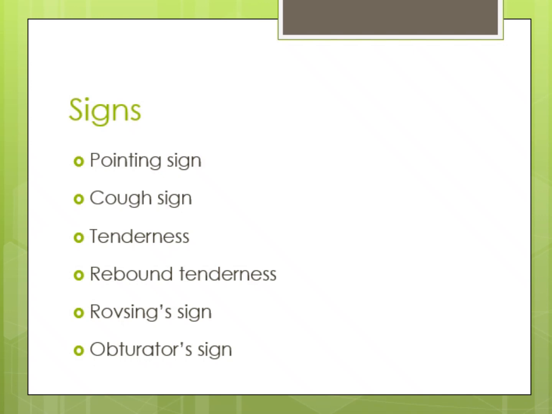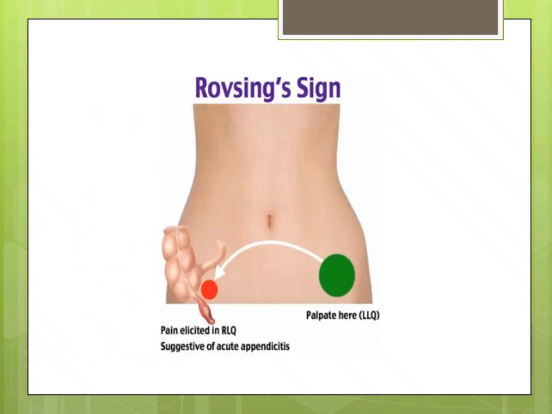If we palpate in the left iliac fossa and lift our hand gently, the patient experiences pain in the right iliac fossa. This is known as Rovsing's sign. And this Rovsing's sign is again suggestive of acute appendicitis, and it occurs due to irritation of the peritoneum due to inflamed appendix.